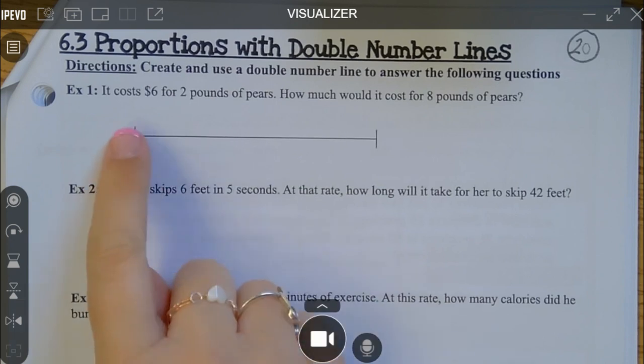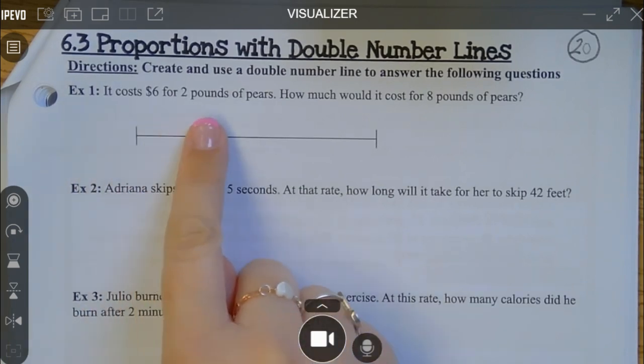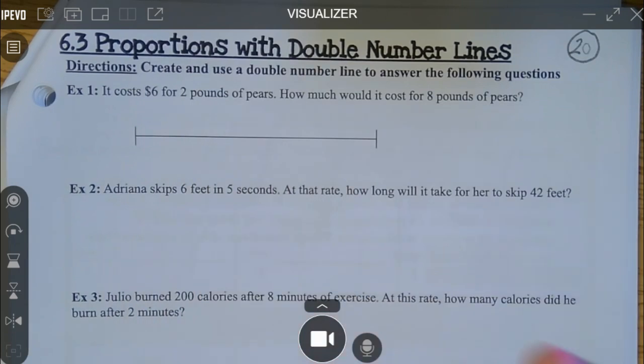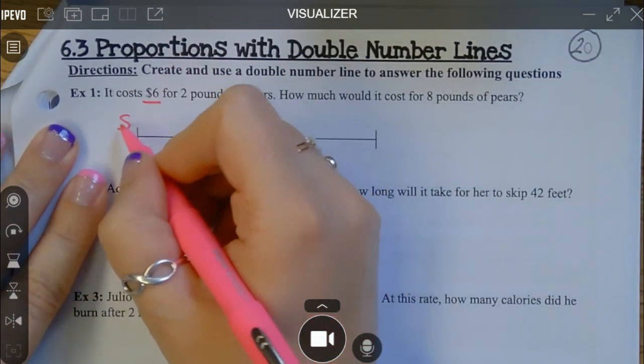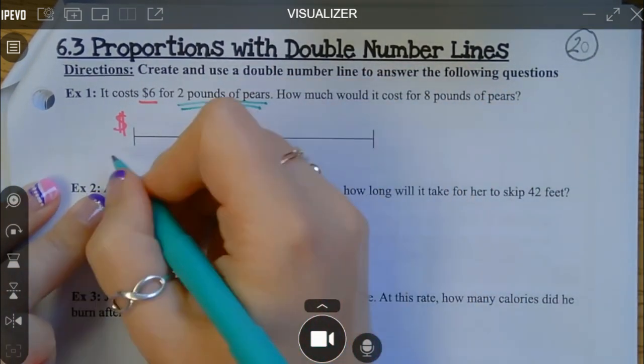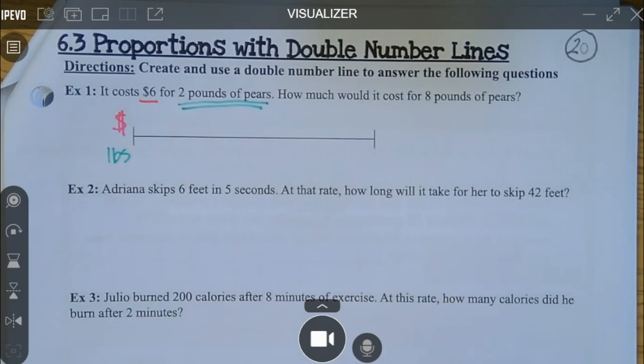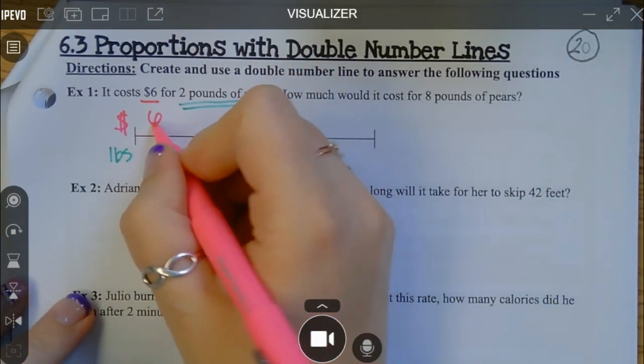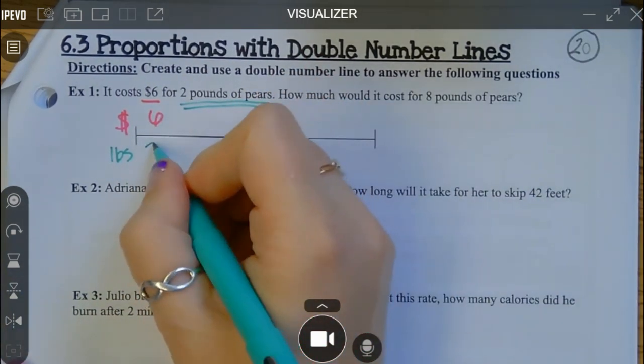Okay, it says it costs $6 for 2 pounds of pears. So we're talking about money and pounds of pears. So I'll just put per pounds. Okay. So what you want to do is keep the two items together that go together. So it's $6 for every 2 pounds of pears.